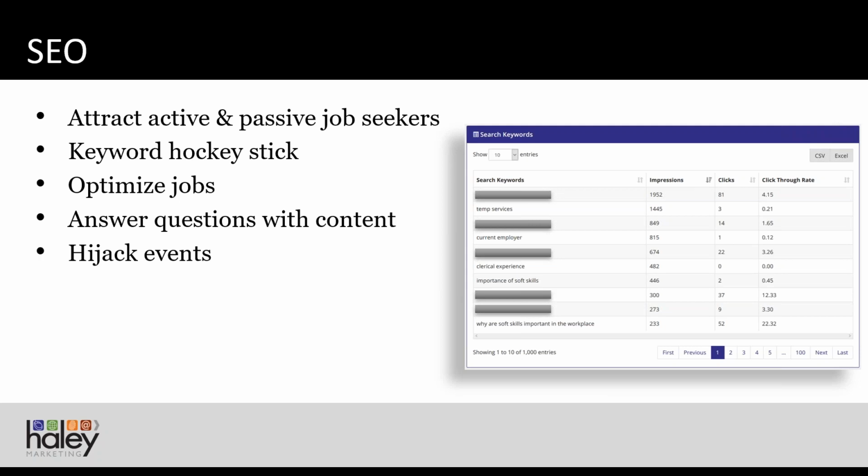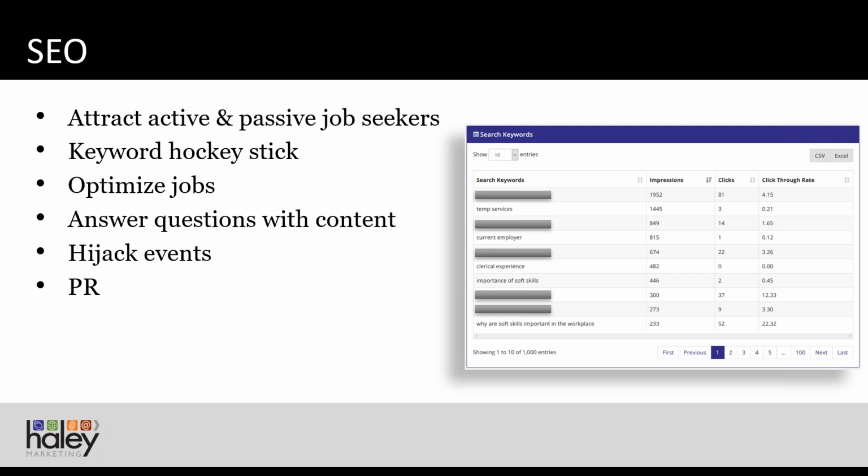That way your website becomes an authoritative source for answers to career-related issues. Just like we did on social media, we can hijack events by writing lots of blog posts about a job fair that's coming up or a conference we're going to. And putting all of those posts on our website allows our website to show up when somebody's doing a search for that conference or that event.